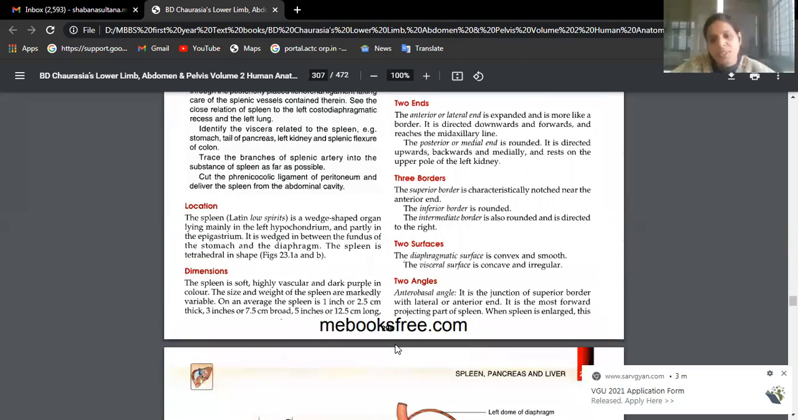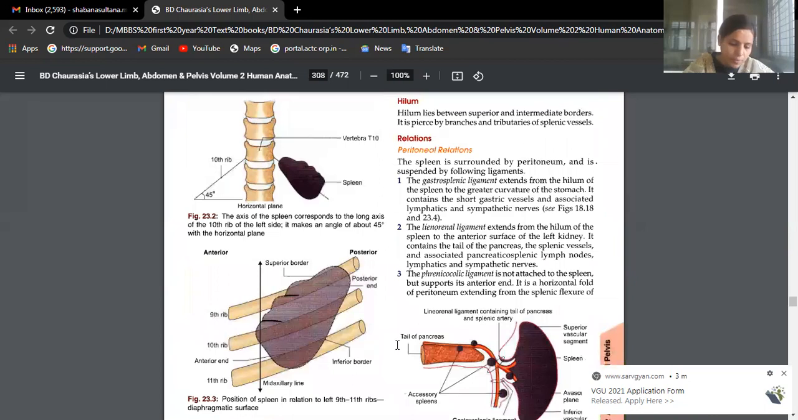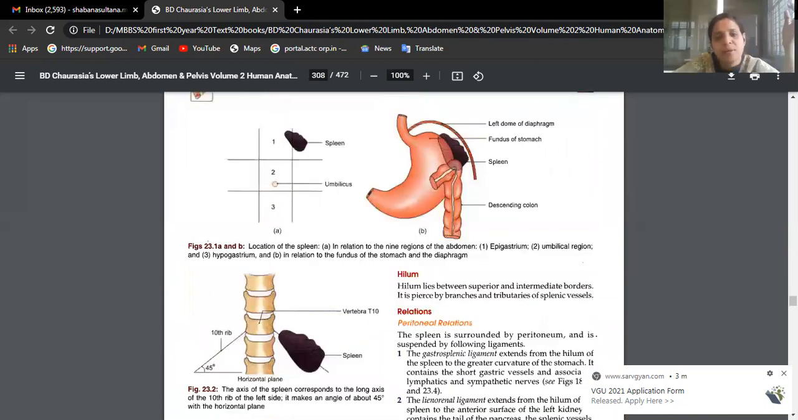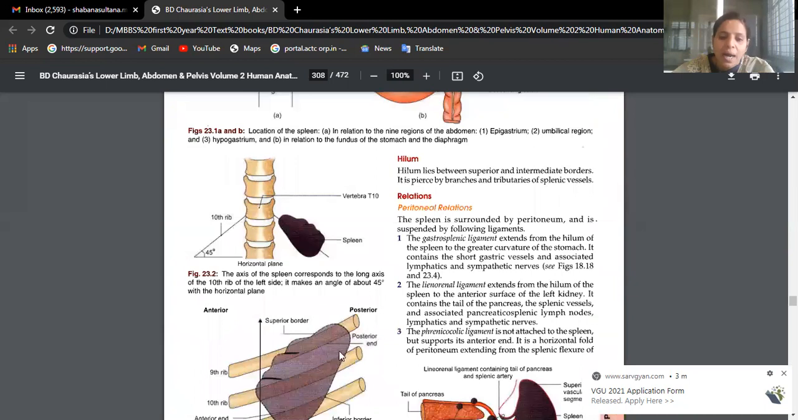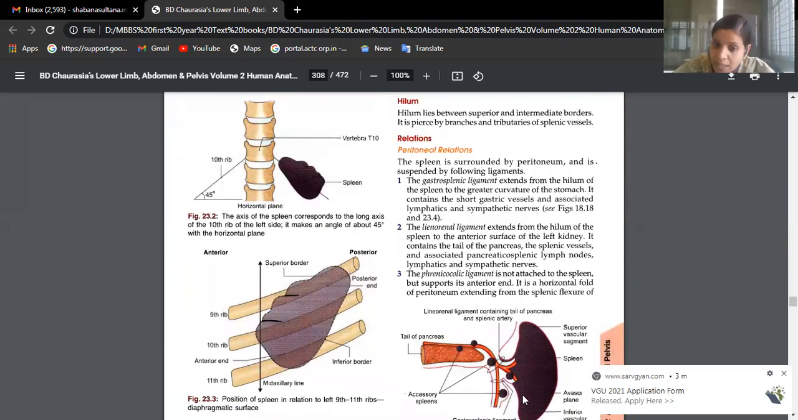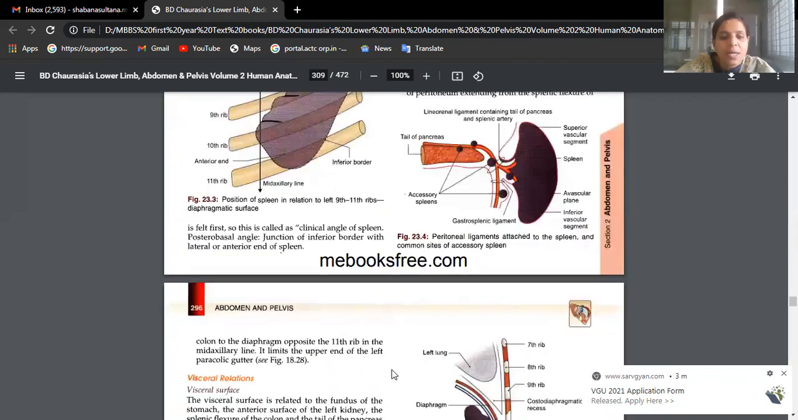Now the question is spleen, beta. Visceral relations of spleen. See here, the spleen has two surfaces, no? So where is the spleen situated? Within the tail of pancreas, we will see the spleen. The surface which is below the diaphragm, you call the diaphragmatic surface. And the surface where you have the tail of pancreas fixed is actually the visceral surface.